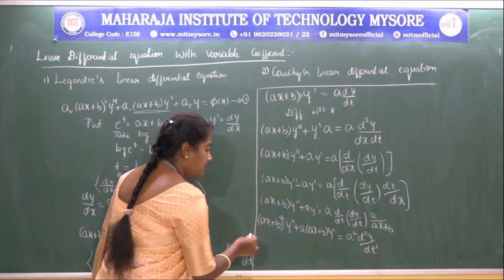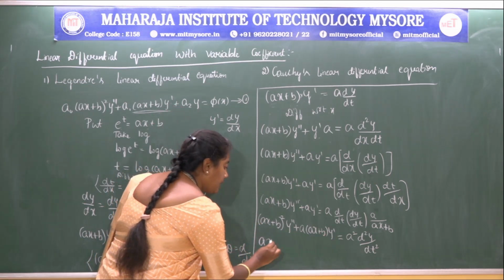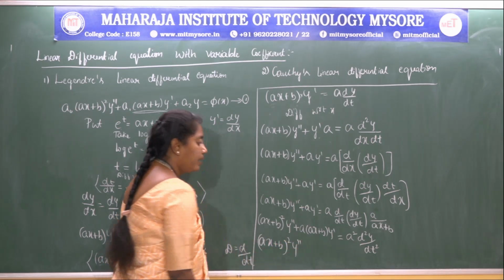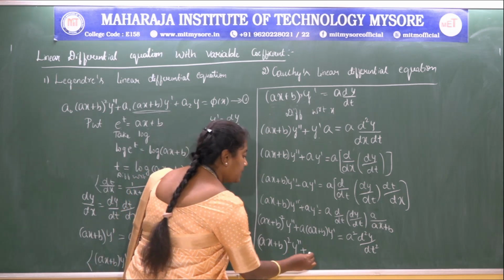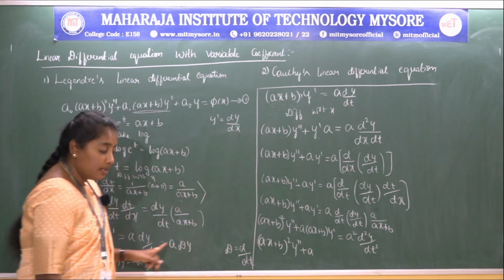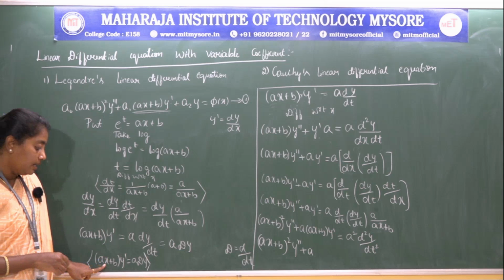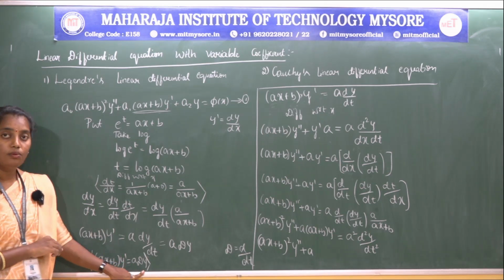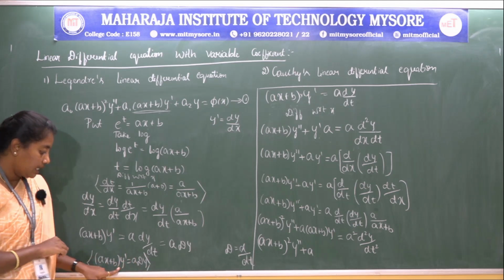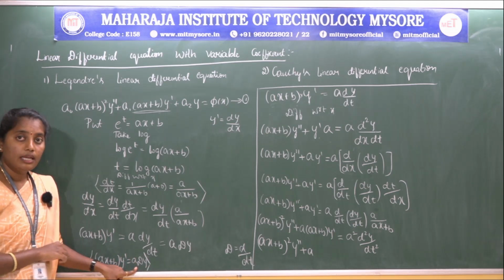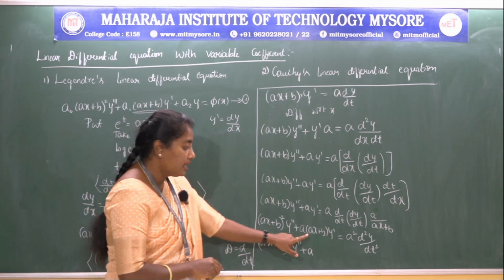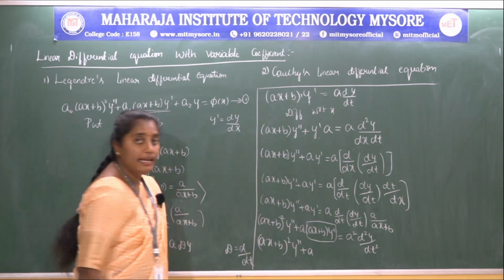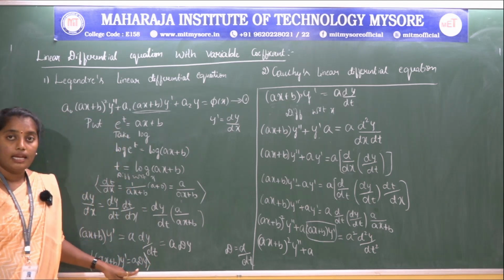So this can be written as (ax plus b) whole square into y double dash plus a into, from the previous simplification, that is in the first order derivative, (ax plus b) y dash is equal to a into Dy. So that means we can replace this (ax plus b) into y dash with a into Dy.